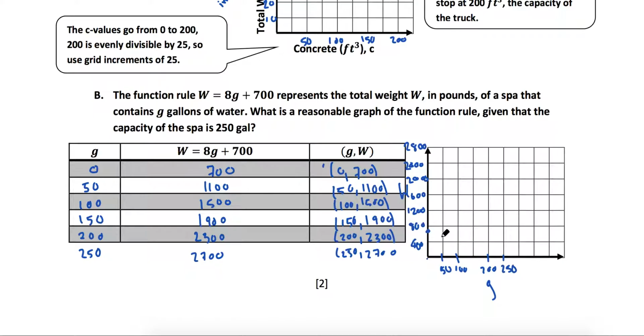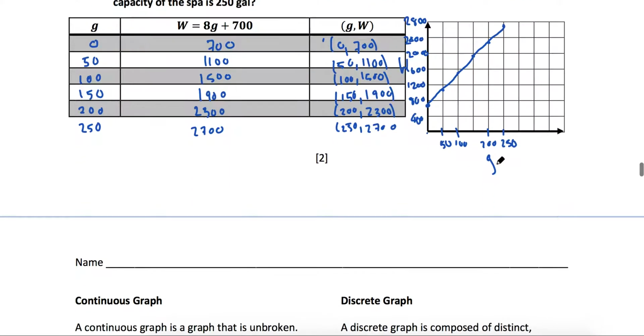That's why I like that, so we can see it on the graph. 50 goes with 1100. 100 goes with 1500. 150 goes with 1900. 200 goes with 2300. And 250 goes with 2700. So again, forming a straight line, kind of connecting up there, but that's the capacities there, so we're going to go ahead and stop there.